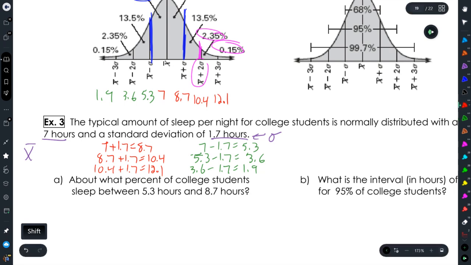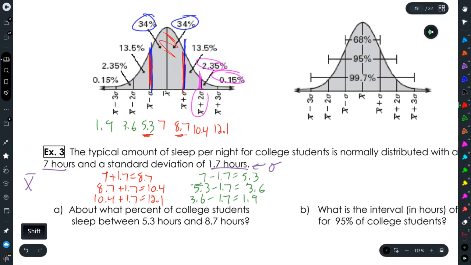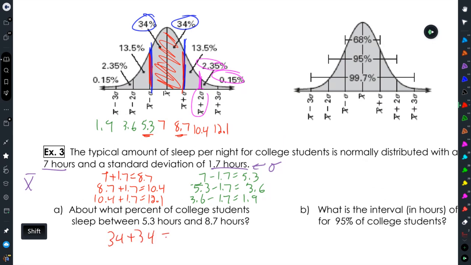So this one says about what percent of college students sleep between 5.3 and 8.7 hours. Well, 5.3 is here, 8.7 is there, and I want in between that. So I'm going to add up this area here. So 34 plus 34 is 68%.